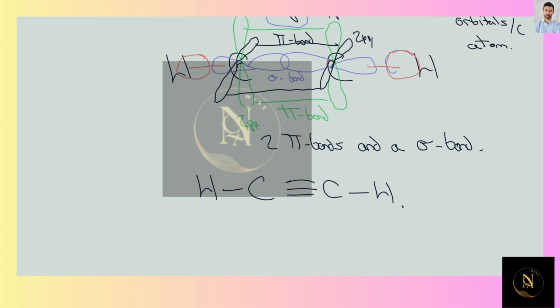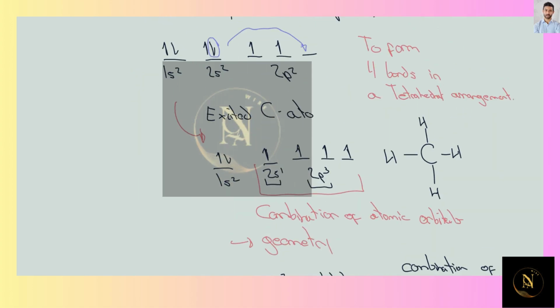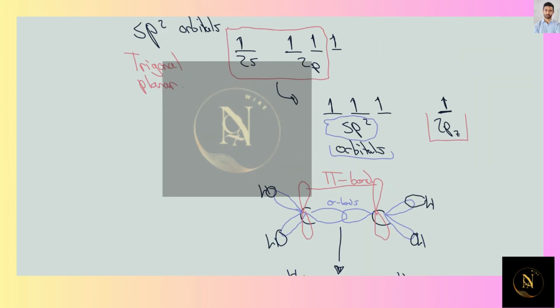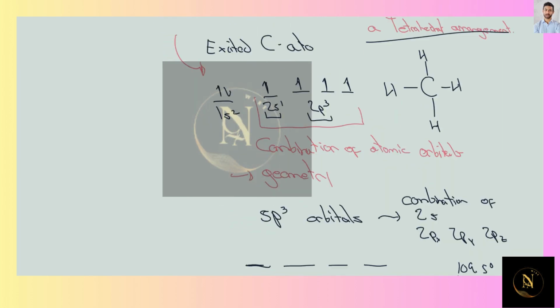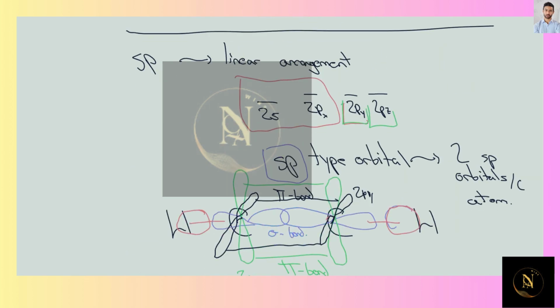Remember that whenever we have this type of hybridization, it is going to be given by the combination of atomic orbitals allowed by the geometry that we're going to have. For sp3 orbitals, we're going to have a tetrahedral arrangement. For sp2, trigonal planar arrangement. And for sp, we're going to have a linear arrangement of the atoms.